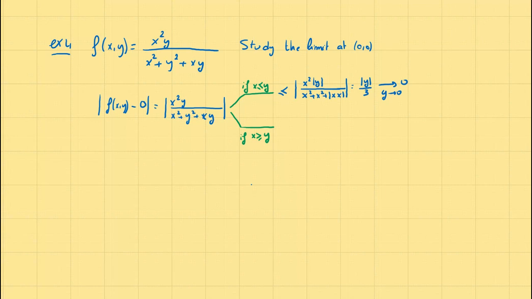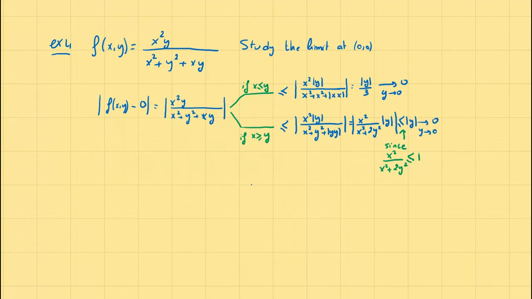And if I take x greater than y, then I can replace in the denominator x by y, which will make a smaller denominator, so a bigger fraction. And this bigger fraction will be x squared over x squared plus 2y squared times the absolute value of y. But since I know that x squared over x squared plus 2y squared is less than 1, for the same reason I spoke about before, because the numerator is less than the denominator, then my whole expression is smaller than the absolute value of y, which goes to 0. So in both cases I went to 0. This means that the limit exists and it's equal to 0 as well.